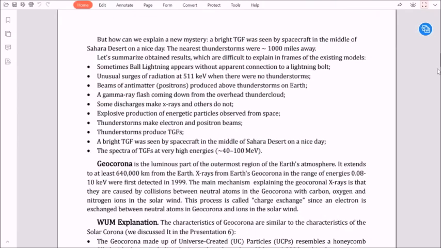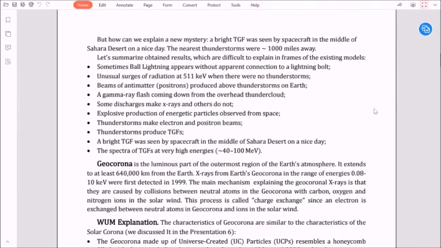Sometimes ball lightnings appear without apparent connection to a lightning bolt. Unusual surges of radiation at 511 kiloelectron volts when there were no thunderstorms. Beams of antimatter positrons produced above thunderstorms on Earth. A gamma ray flash coming down from the overhead thundercloud. Some discharges make X-rays and others do not.